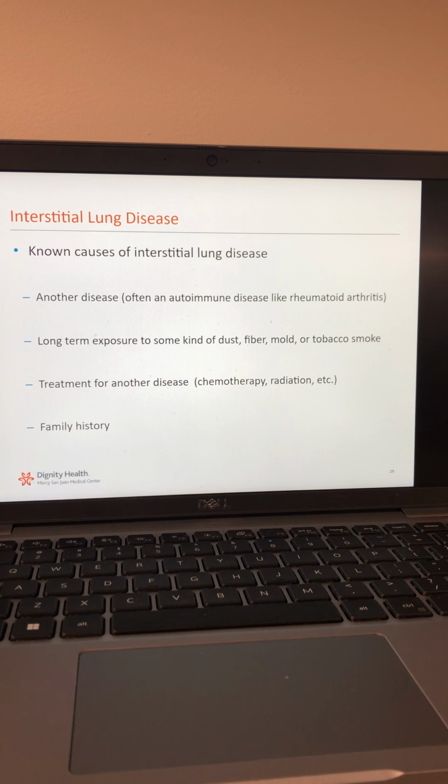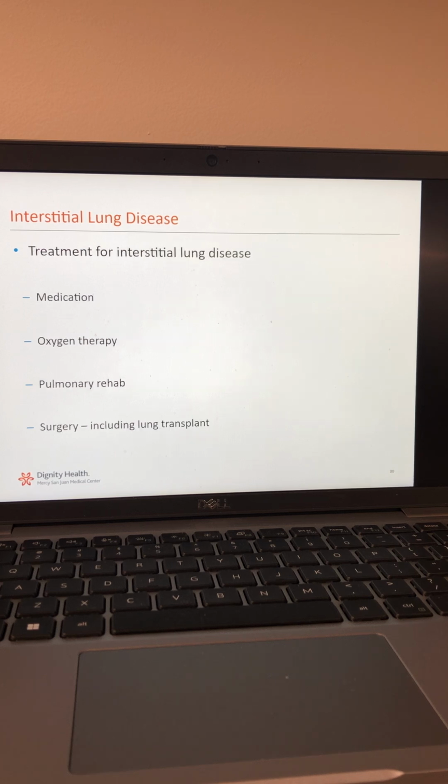There are several known causes of interstitial lung disease. First of all, another disease, often an autoimmune disease like rheumatoid arthritis. Long-term exposure to some kind of dust, fiber, mold, or tobacco smoke. Treatment for another disease, chemotherapy, radiation, etc. And then your family history. There can be familial causes of ILD. Treatment for interstitial lung disease includes medication, oxygen therapy, pulmonary rehab, and surgery.